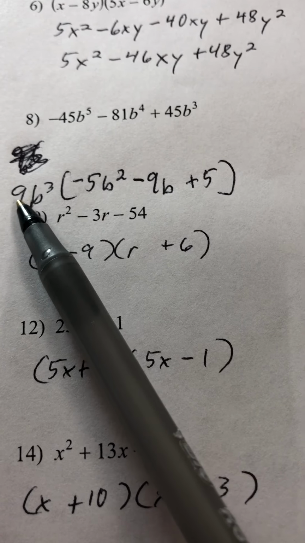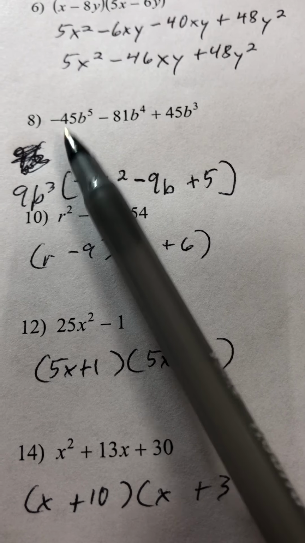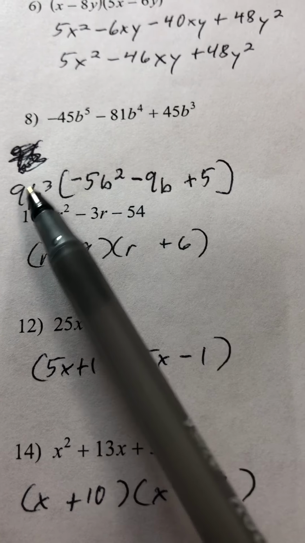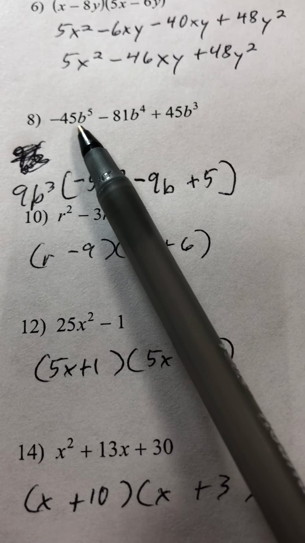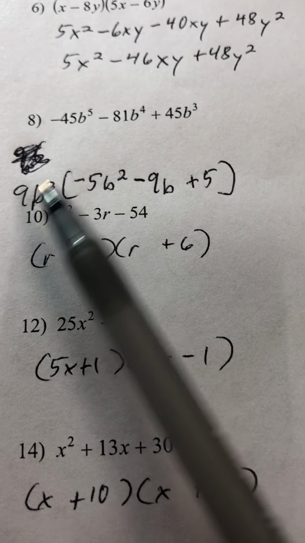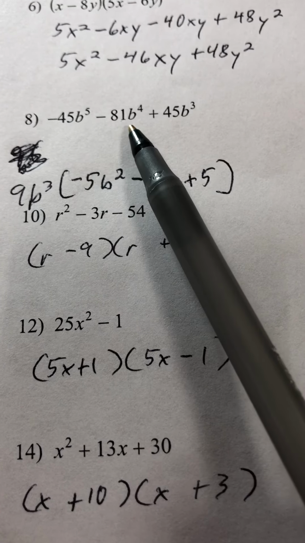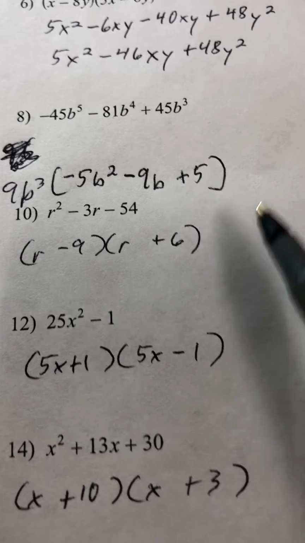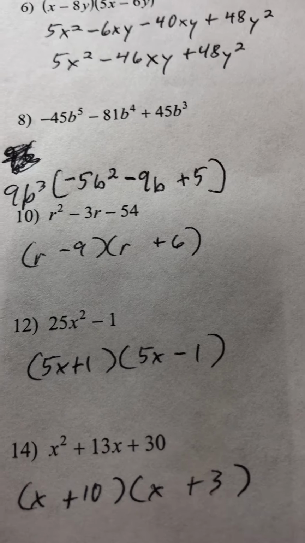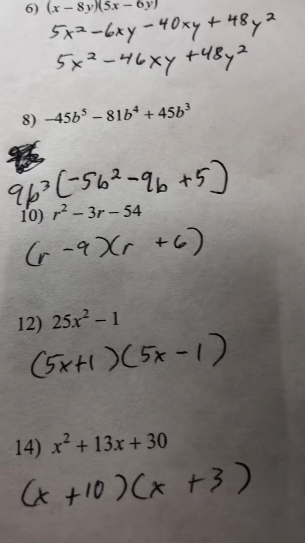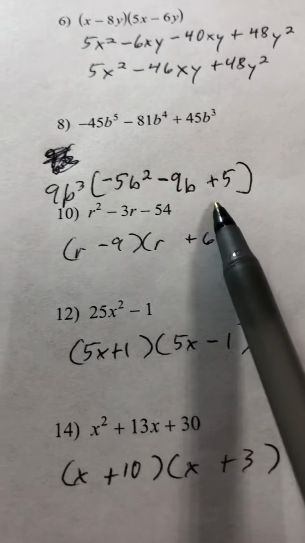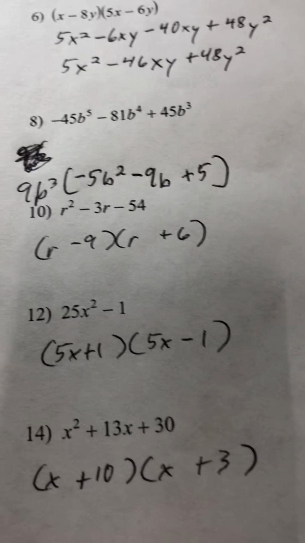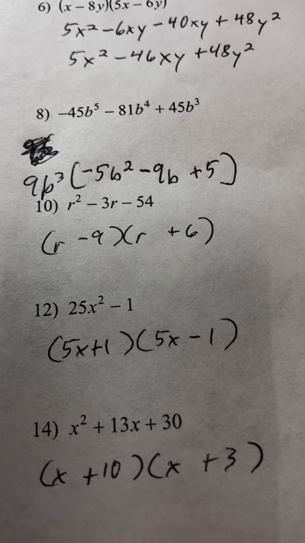And I figured out that 9 is the greatest common factor for 45 and 81. So 9 times what equals negative 45? Well, negative 5. 9 times what equals negative 81? Well, negative 9. Once again, 9 times what equals 45? A positive 5. So that's what I'm left with there, and that's it. I'm done. I've factored out a 9b^3.